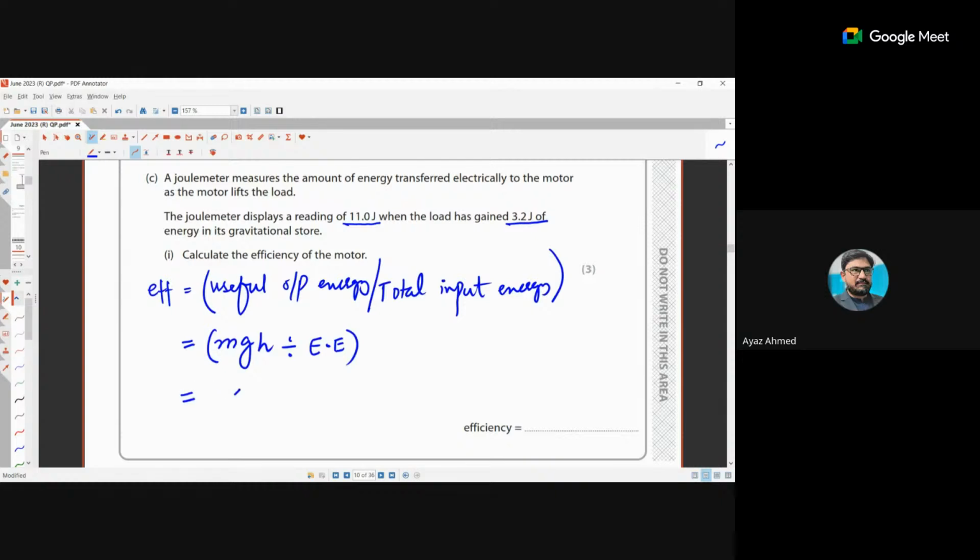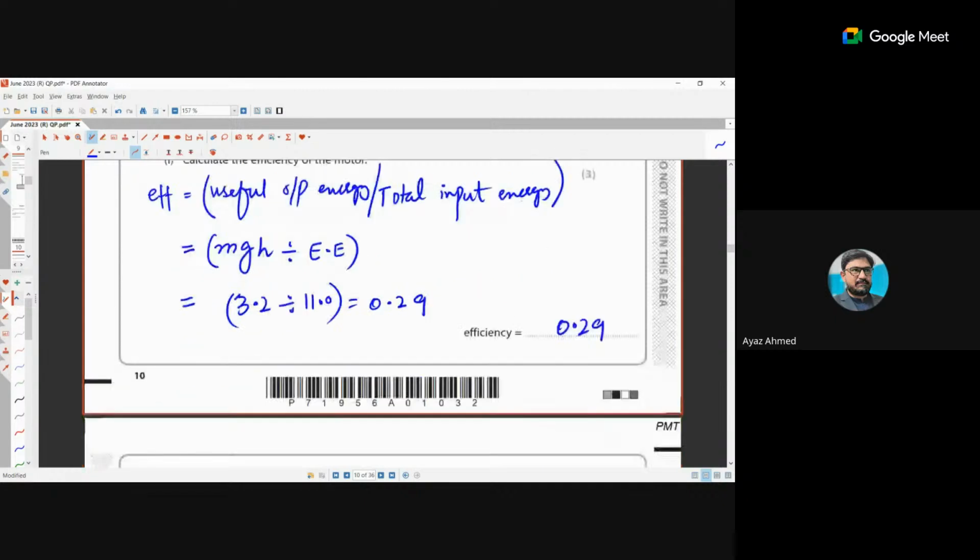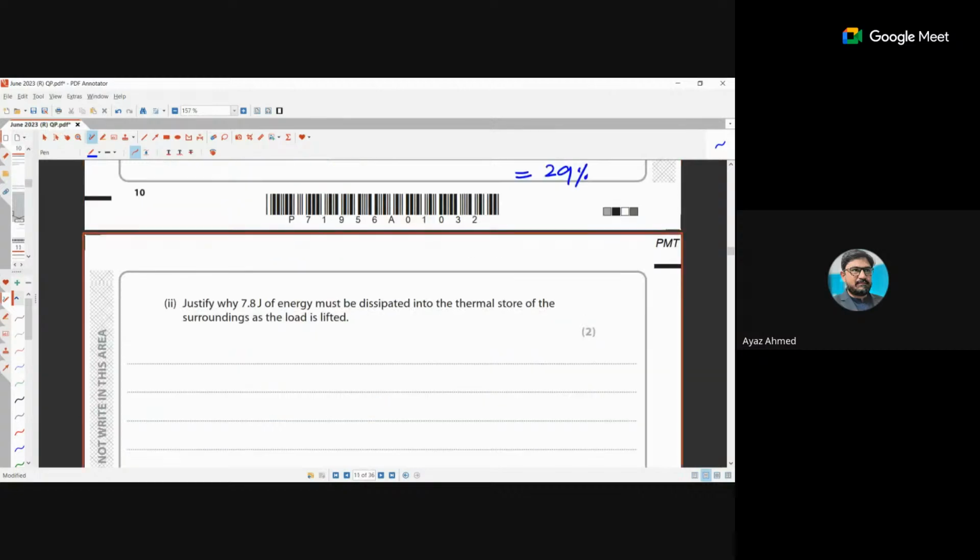I can put the values. So the input energy is this one. This is the electrical energy which is fed to the motor, and this is the output energy which is in the form of the load lifting. So it is 3.2 divided by 11.0. It is basically 0.29. Because it is 0.29, if you want to write your answer in percentage, your answer will also be considered as correct if you write 29%. Okay, I hope that it would be very clear to you.